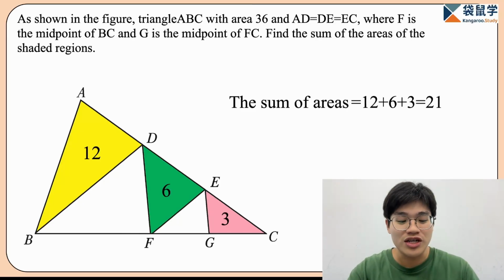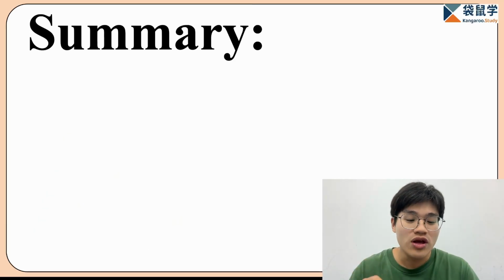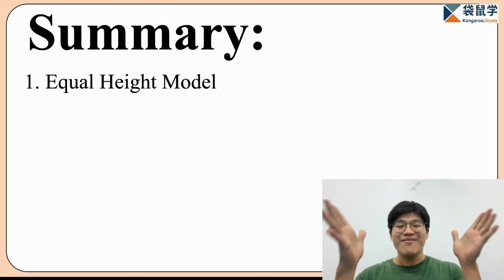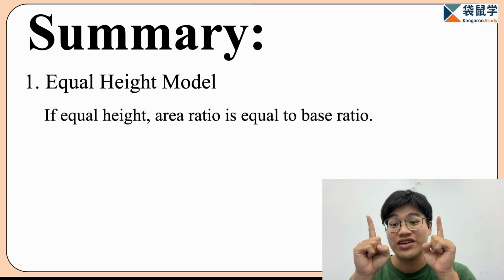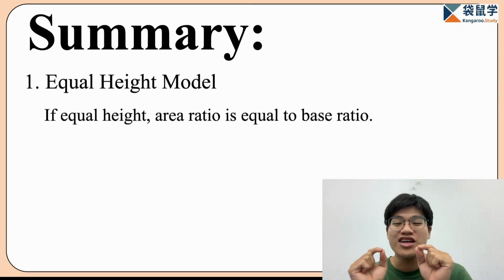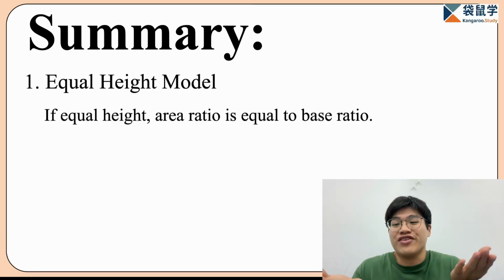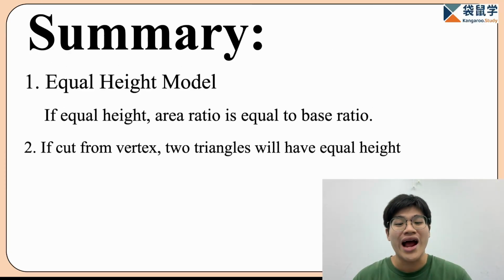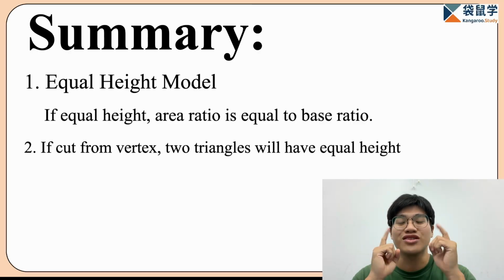Now after we finish the question, let's do a little summary here. For the first key point, what is the most important thing we learned today? It's the equal height model. In the equal height model, if we have triangles that have the equal height, the area ratio is equal to the base ratio. And how do we make triangles have equal height? If we cut from the vertex, the two triangles will have equal height. So these are the two key points you must learn from the question we did today.